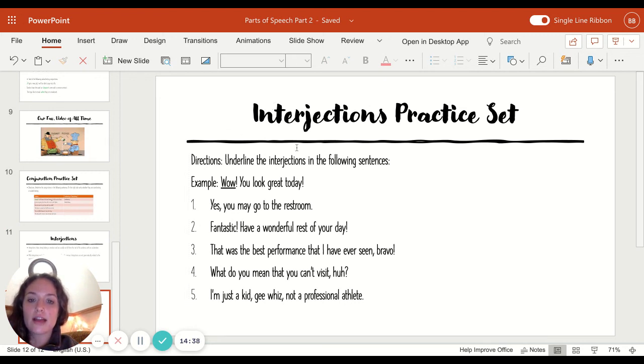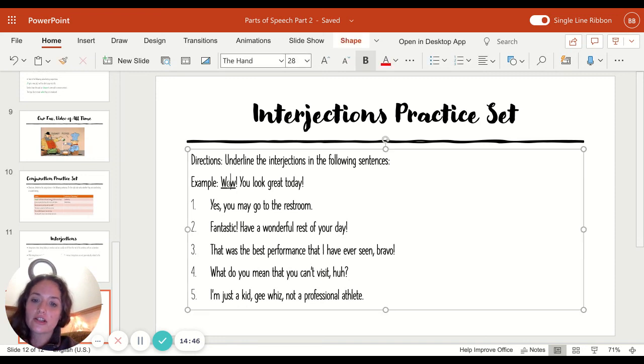Okay. So here's our practice set for interjections. Your directions: underline the interjections in the following sentences. So my example, wow, you look great today. Okay, so wow is our interjection there. And then number 1, yes, you may go to the restroom. So you can just say, you look great today, or you may go to the restroom. But that yes just adds a little bit of oomph that a sentence needs sometimes.